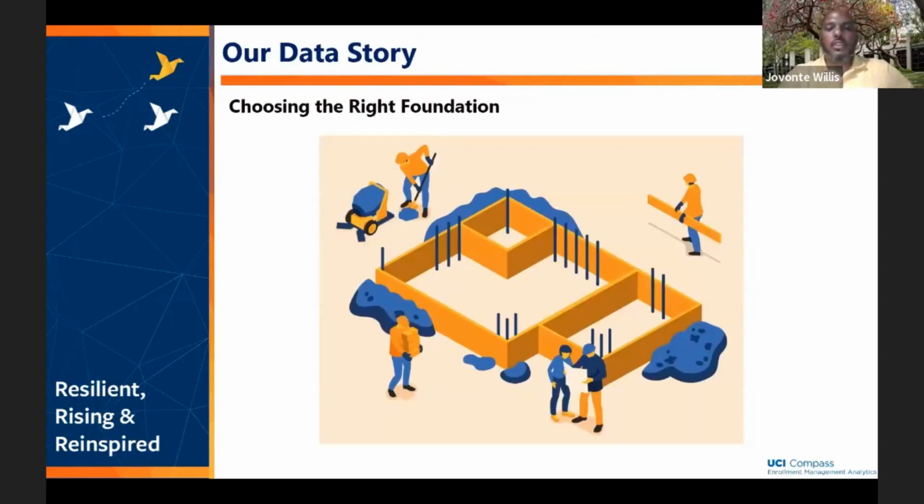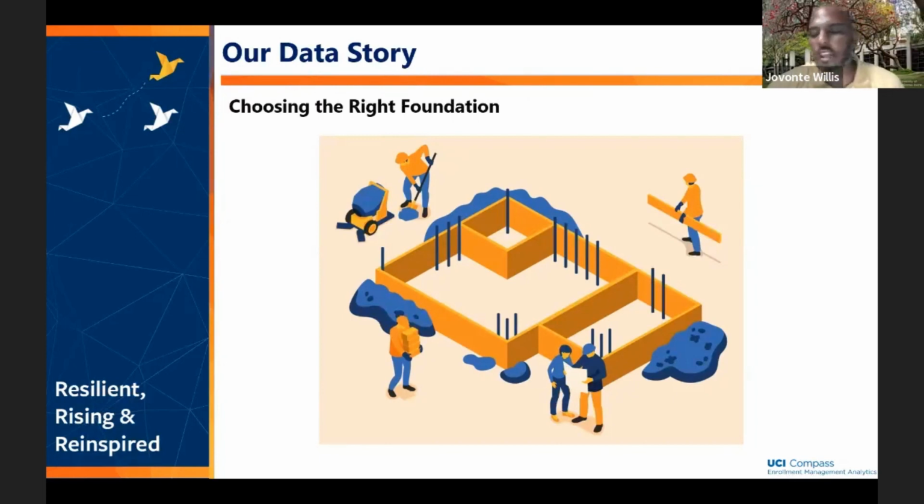But before we began, we had to make sure we chose the right foundation. That was the key for us. It goes back to a parable I grew up hearing all the time. The parable was about two builders and where they should build their house. One builder decided to build their house on sand. One builder decided to build their house on solid ground.